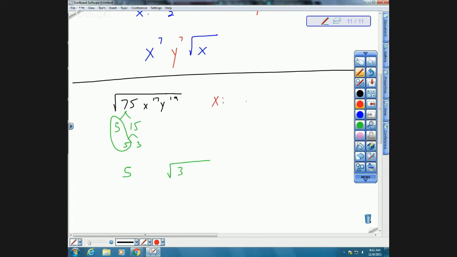My x's, I do what? 17 divided by 2. So how many pairs are inside of 17? 8 with 1 left over, right? So 8 of them break out and 1 stays in. What about my y's? How many pairs are inside of 19? 9 and 1 stays in. So 9 break out and 1 stays in.